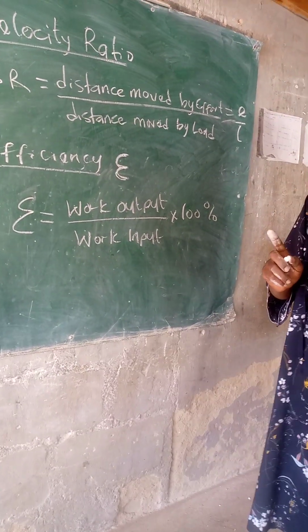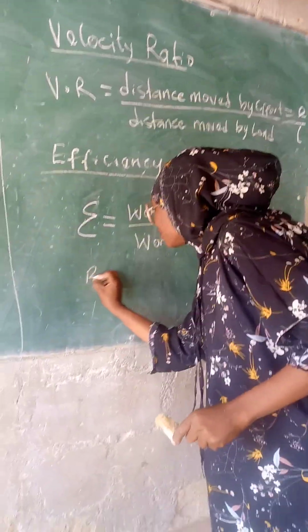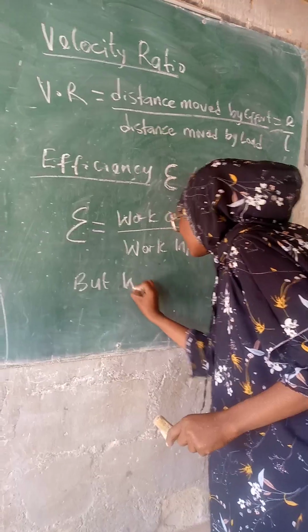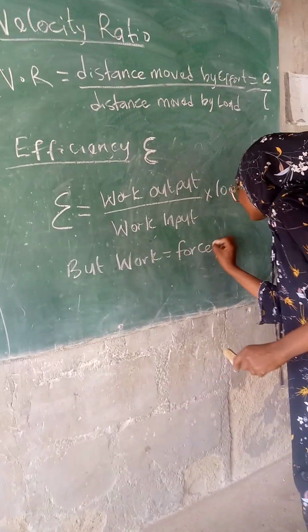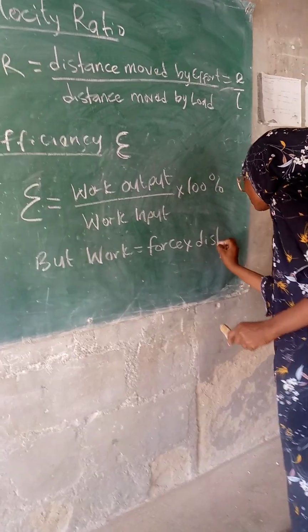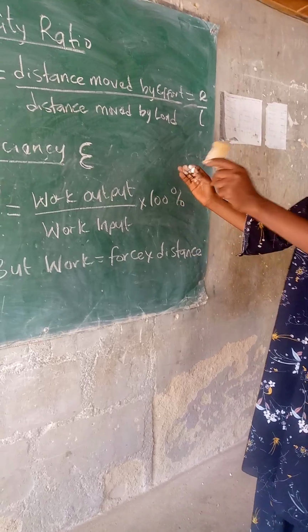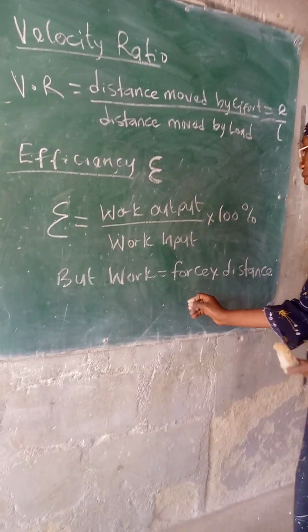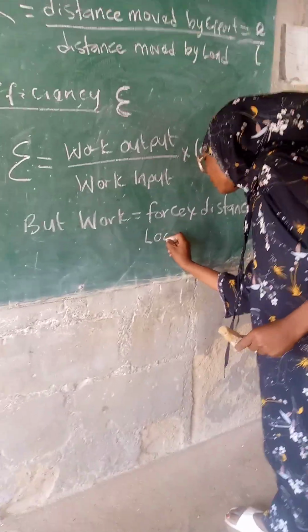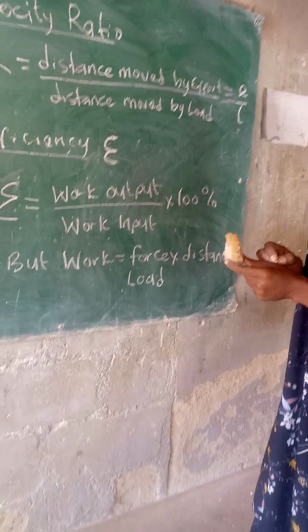But we know the formula for work. Work is equal to force times distance. Work is equal to what? Force times what? Distance. Now in machine, we see force to be what? Load. And we also see force to be what? Effort.